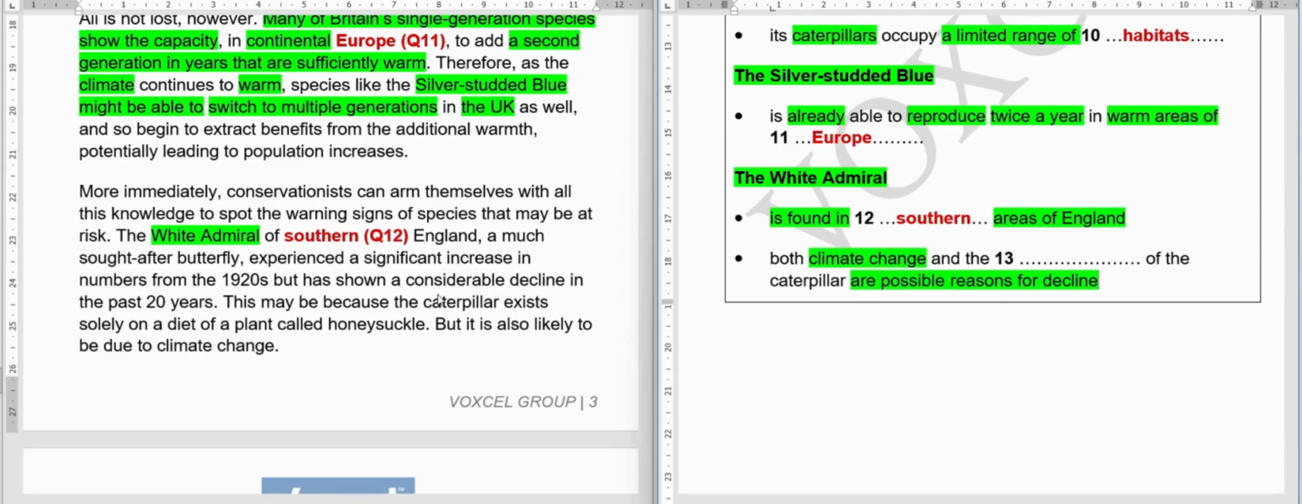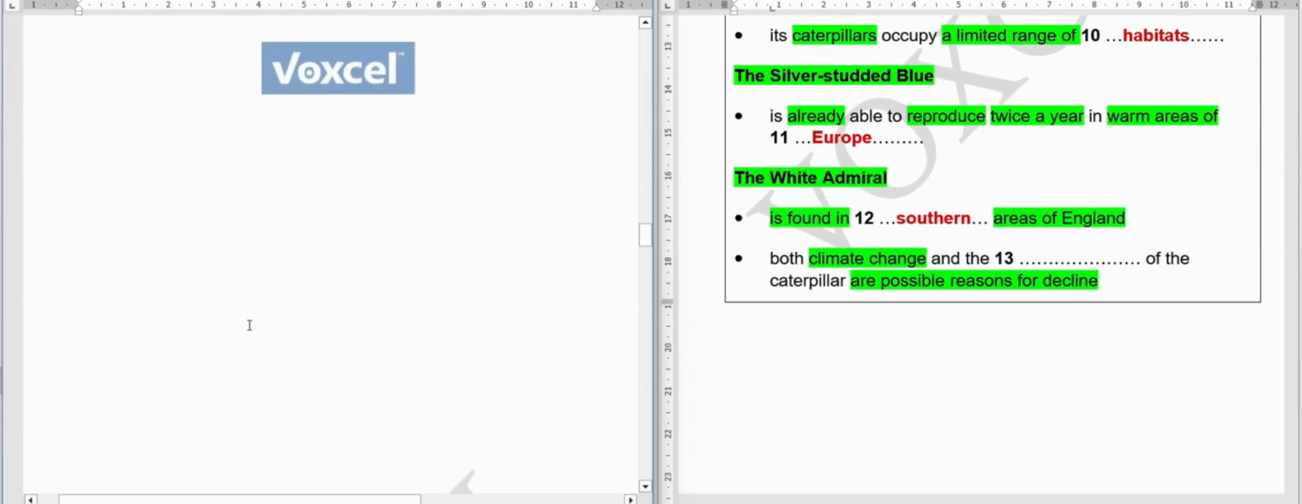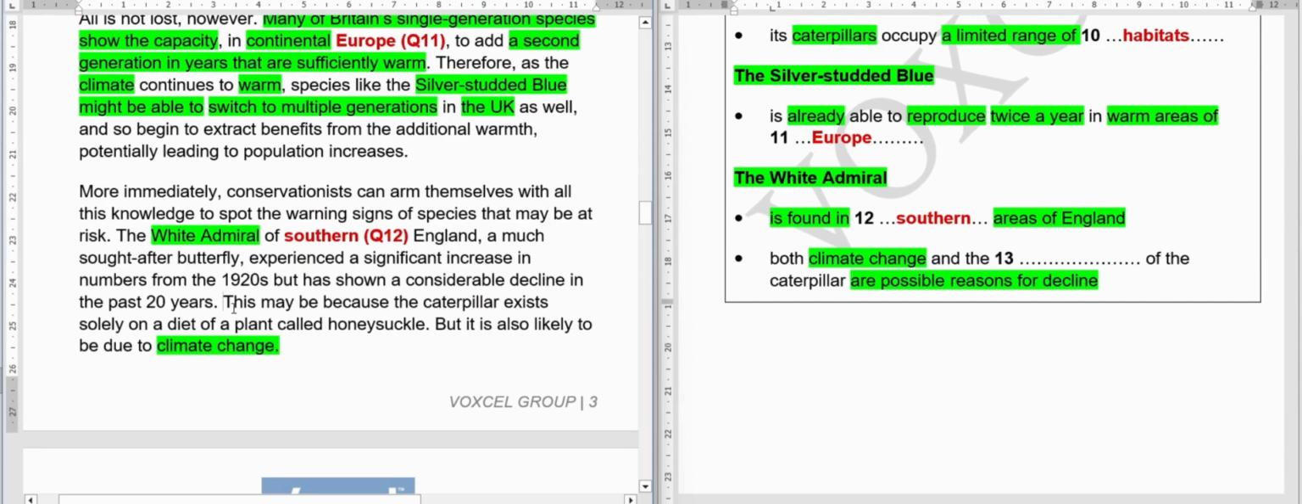Okay, significant increase in numbers, decline. So here is something about decline, but nothing about climate change or another reason. Let's read ahead. This may be because the caterpillar exists solely on a diet of a plant called honeysuckle, but it is also likely to be due to climate change. Okay, there is the climate change, and our paragraph ends here. So this is our location, and you have around 10 seconds to tell me the answer. Your time starts now.